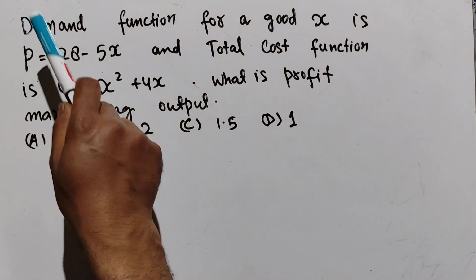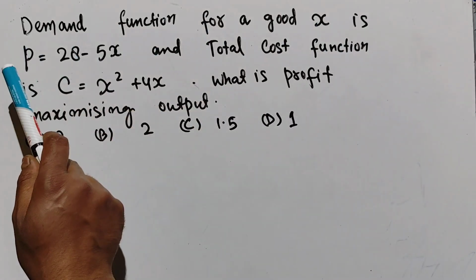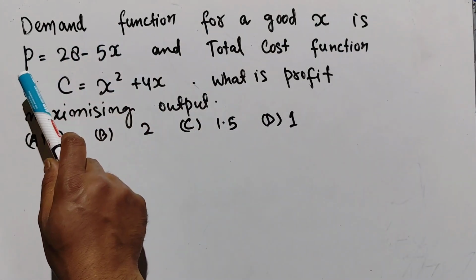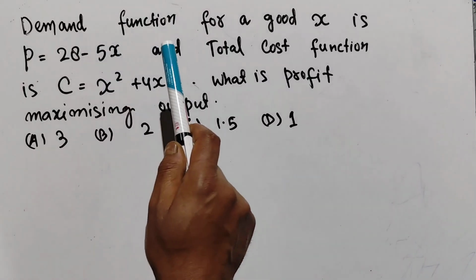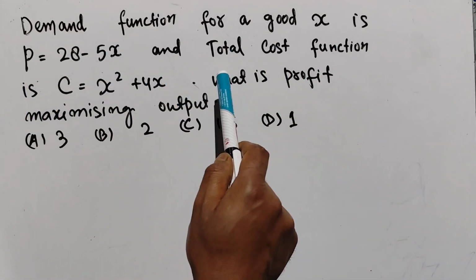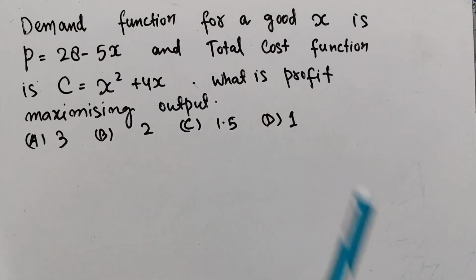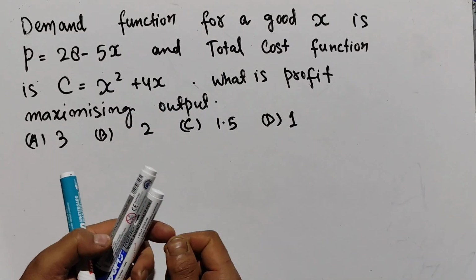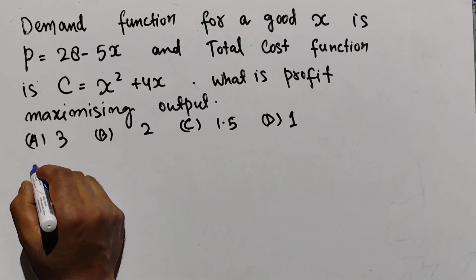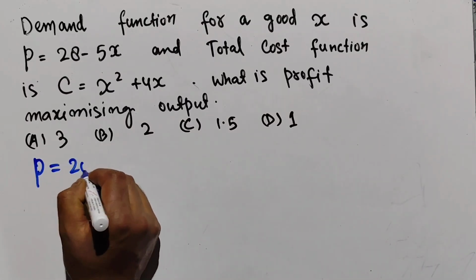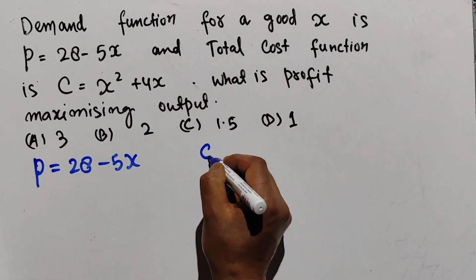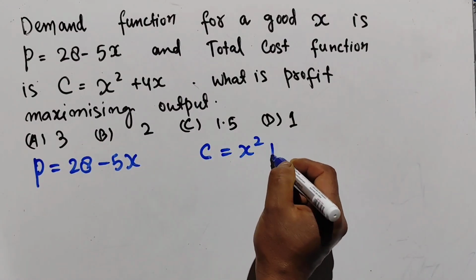Question is, demand function for a good x is being given as p is equal to 28 minus 5x, where p denotes the price, x is the output, and total cost function is, that is c is equal to x square plus 4x. We have to find out the profit maximizing level of output. Options are being given, we need to find out the correct option here. Okay, so let's write the demand function, that is p is equal to 28 minus 5x. This is the demand function, and cost function is c is equal to x square plus 4x.